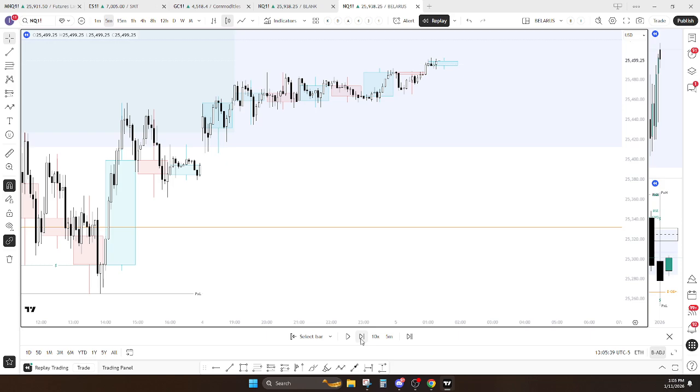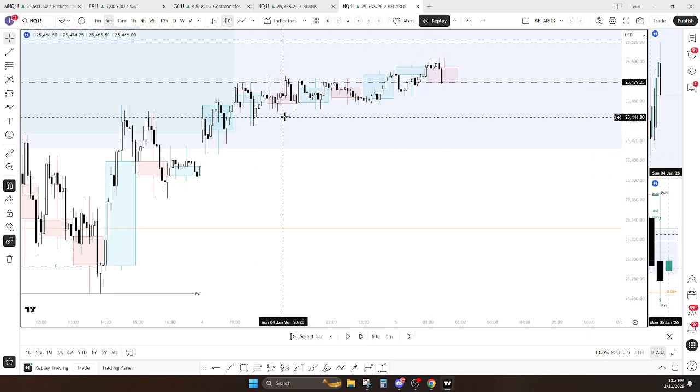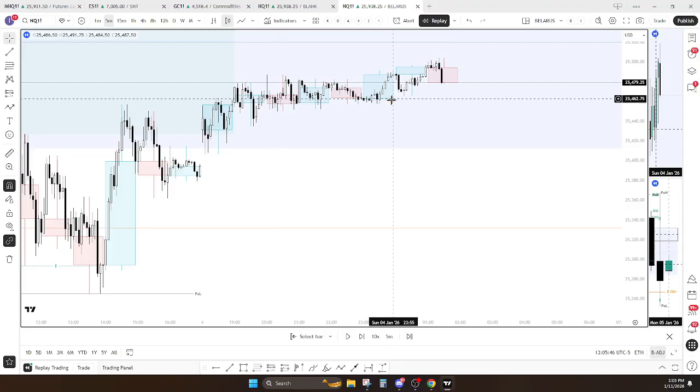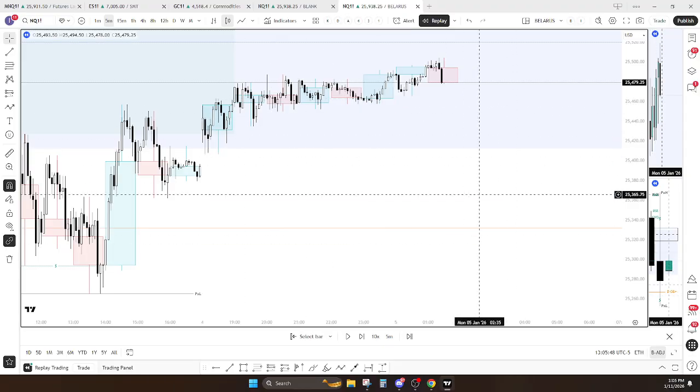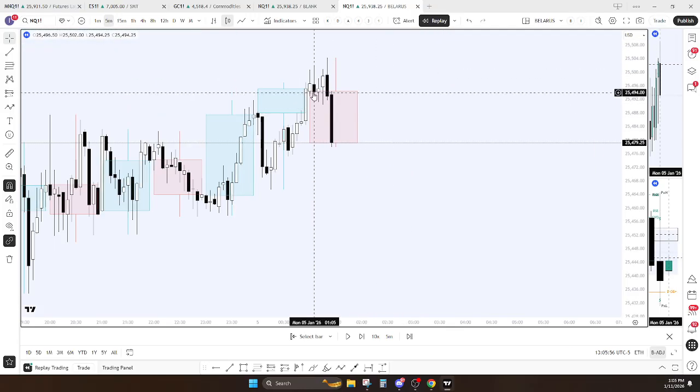Does that sweep? It didn't sweep the previous hourly, right? No, it didn't. So all of these are just relatively equal highs, higher lows. Exactly. So now on this candle here, right at 1 a.m., we sweep the previous high and we do now have a CISD here.